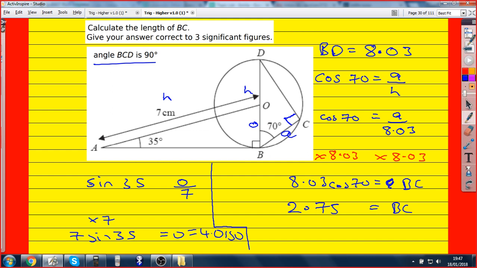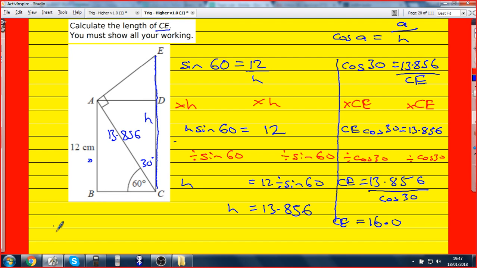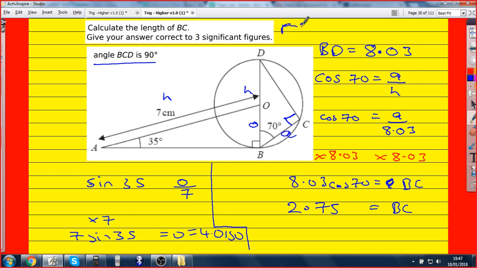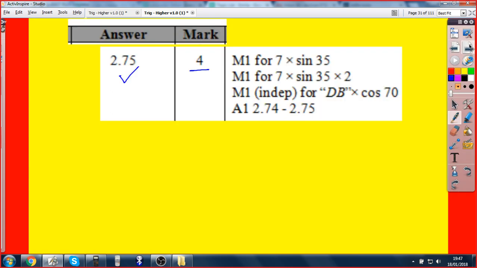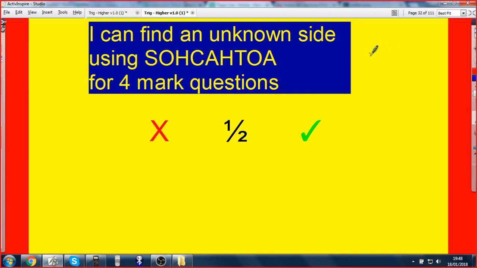No. I just want to see. So this one was 4 marks. I'm going to put a note. Put after next. I think the one before it was harder, just because with this one you didn't have the double stuff, but we'll see. Okay, I can find an unknown side using SOHCAHTOA for 4-mark questions, X, a half, or tick. Yeah, probably. I'd say so.